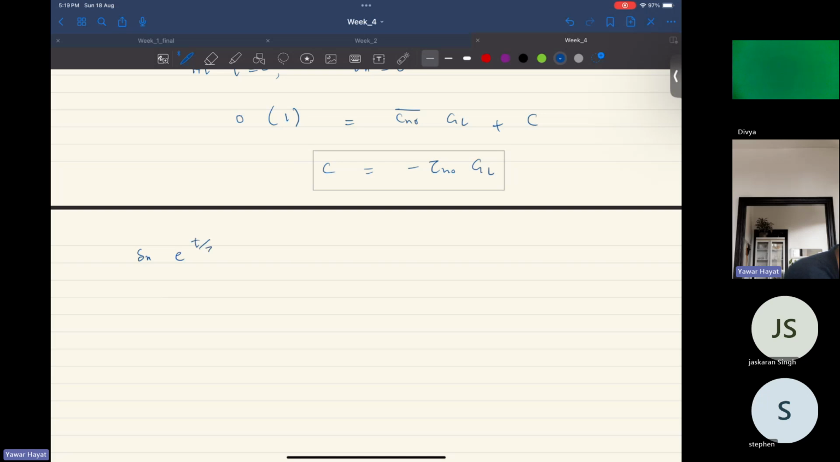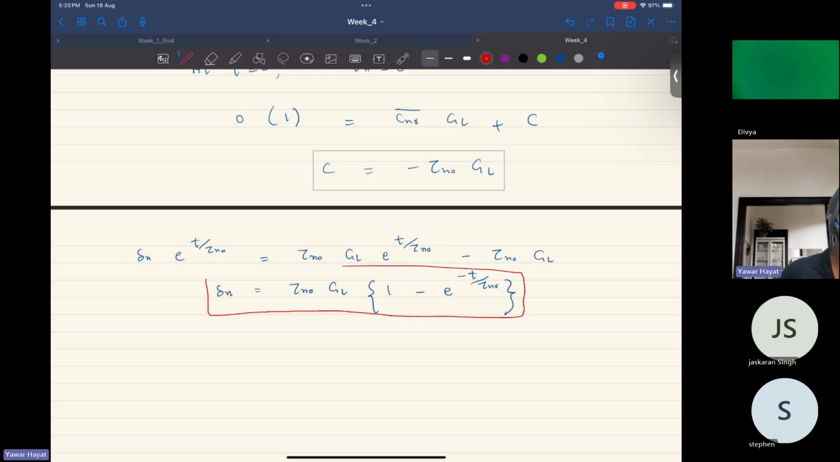Delta n exponential of t by tau n0 is equal to tau n0 gl exponential of t by tau n0 minus tau n0 gl, right? So your delta n would be equal to tau n0 gl times 1 minus exponential of minus t by tau n0, right? This is the solution of that differential equation, right?